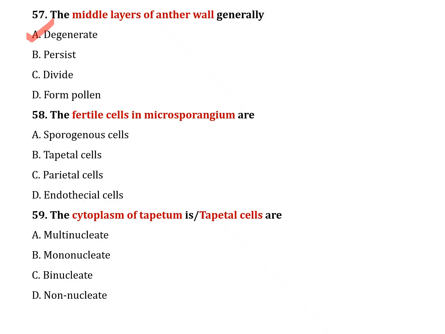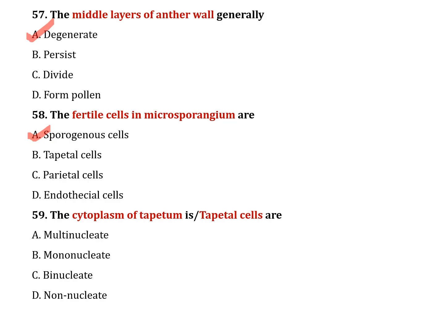The next question, number 58. The central cells in the microsporangium are: option A, sporogenous cells; option B, tapetal cells; option C, parietal cells; option D, endothelial cells. Correct answer is option A, sporogenous cells, which later form spore mother cells.